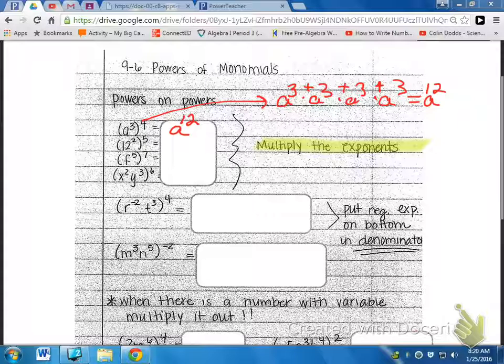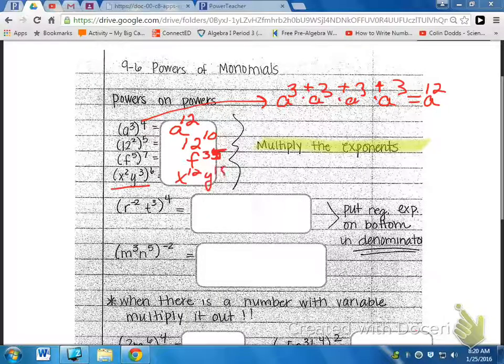So what would 12 squared to the 5th be, Dakota? 12 to the 10th. So yes, 12 to the 10th. What about f to the 5th to the 7th power, Shane? F to the 35th. And be careful on this one, whatever's in parentheses, everything gets taken to the power outside. So x squared y cubed to the 6th would be what? X to the 12th and y to the 18th.